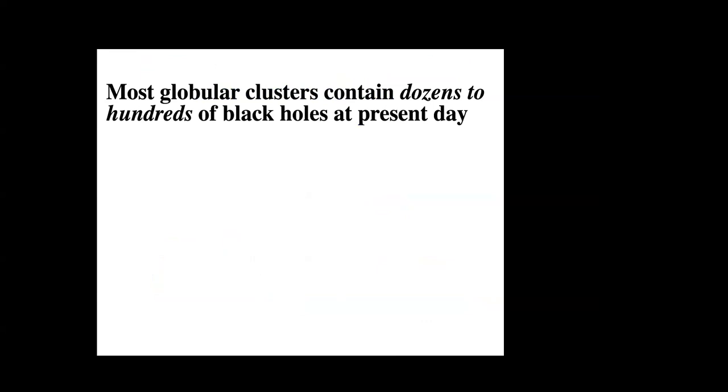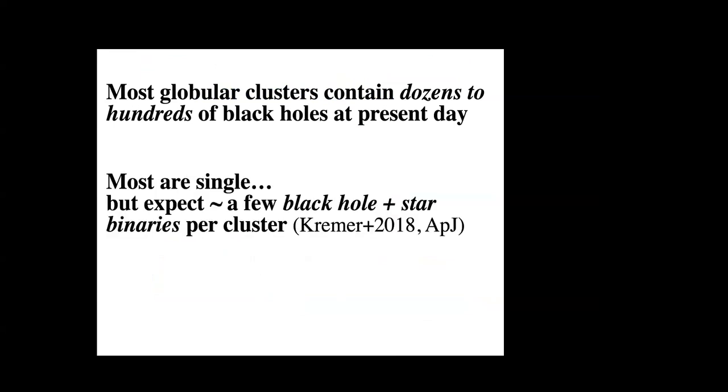Okay, so hopefully I've convinced you that there is a lot of evidence pointing toward the fact that most clusters probably contain a lot of black holes in their centers today. Dozens to even hundreds of black holes. Now, most of these black holes, which we know from N-body simulations, are isolated. They're single. They don't have companions. We expect maybe a binary fraction of a few to maybe 10% in most clusters. So perhaps a handful of black hole star binaries that could potentially be detected in each cluster.